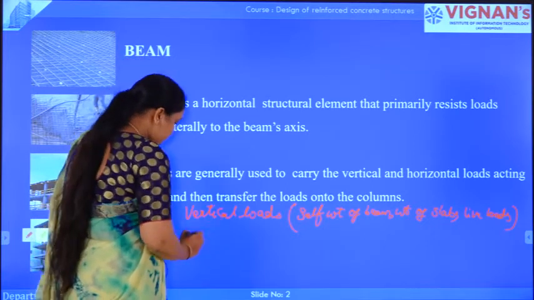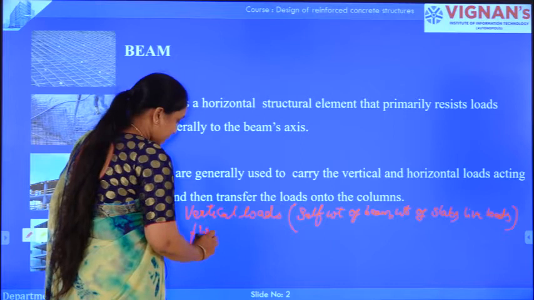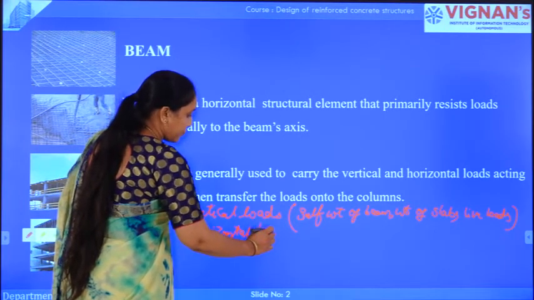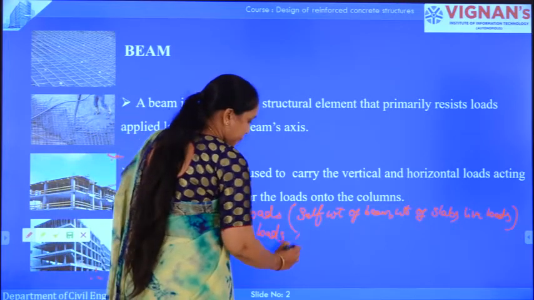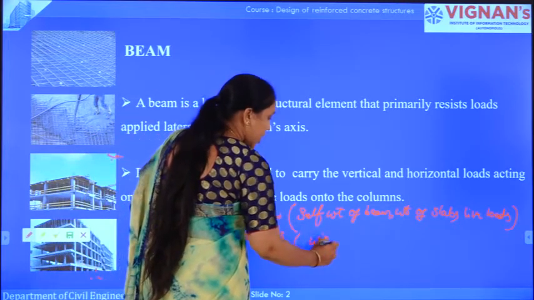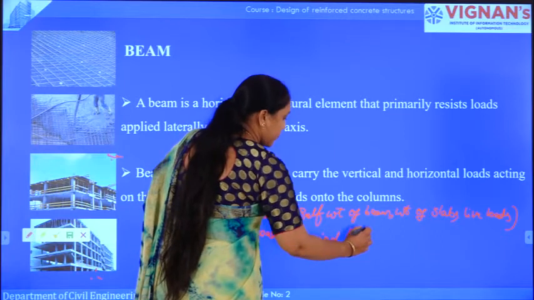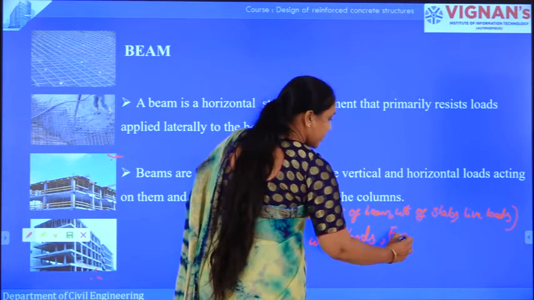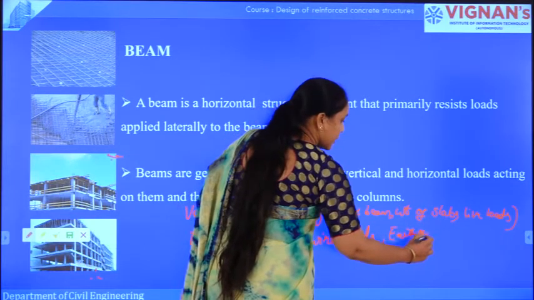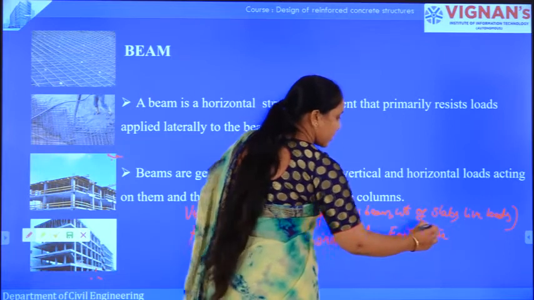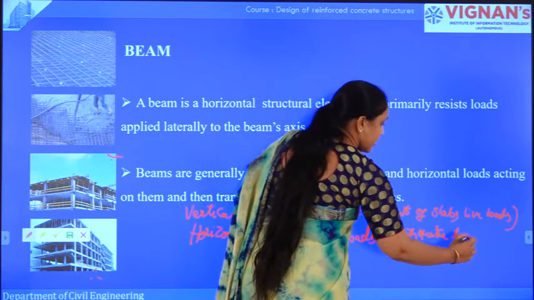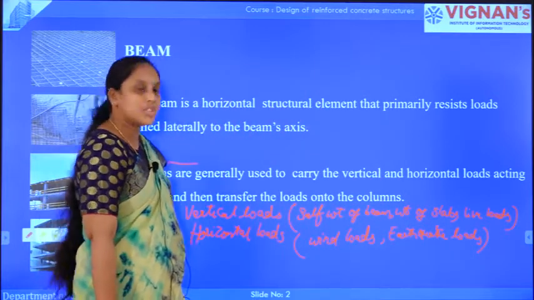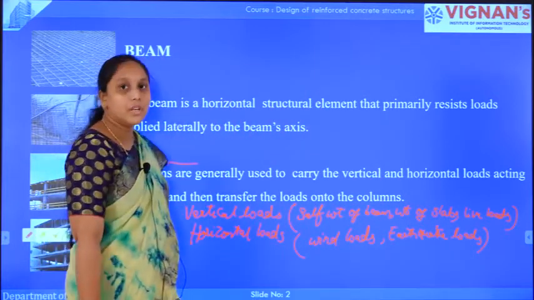And what will be the horizontal loads acting? The horizontal loads can be the wind loads and they can be the earthquake loads. These can be the horizontal loads which are acting on the beams.